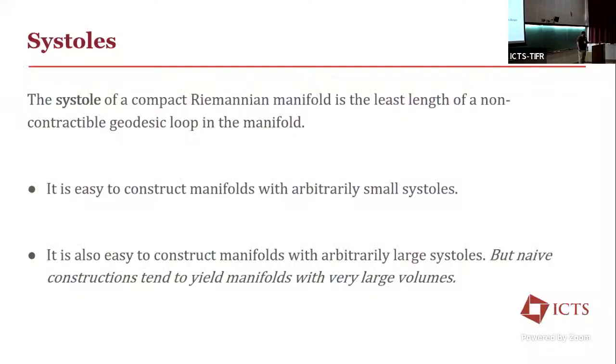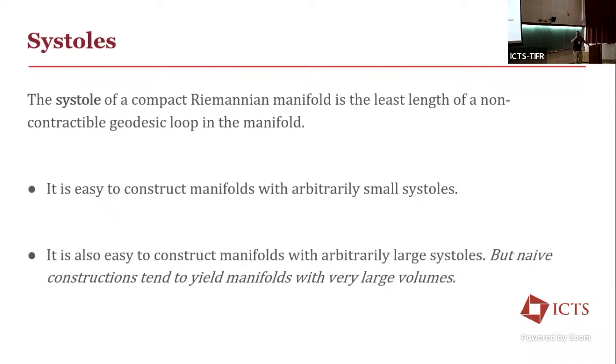So the systole of a compact Riemannian manifold is the least length of a non-contractible geodesic loop. It's very easy to construct manifolds with arbitrarily small systoles. For surfaces, you've seen a genus 2 surface. Imagine pinching that middle part between the two holes, so it gets very tiny. Then for such a dumbbell-shaped surface, you have a small systole. On the other hand, it's also very easy to construct manifolds with arbitrarily large systoles.